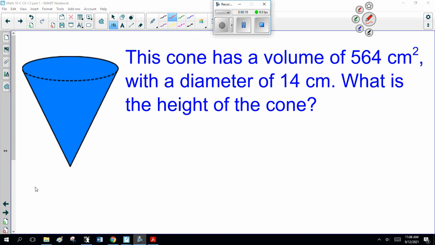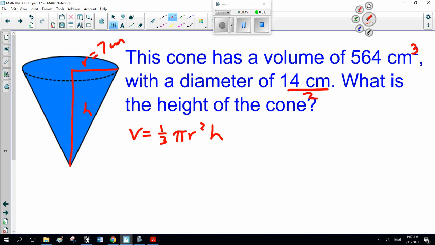This cone has a volume of 564 cubic centimeters, with a diameter of 14 centimeters. What's the height of the cone? Right? So volume is 1/3 pi r squared h. We're asked to solve for h. Now, what's the radius? Well, the radius will be 7 centimeters.